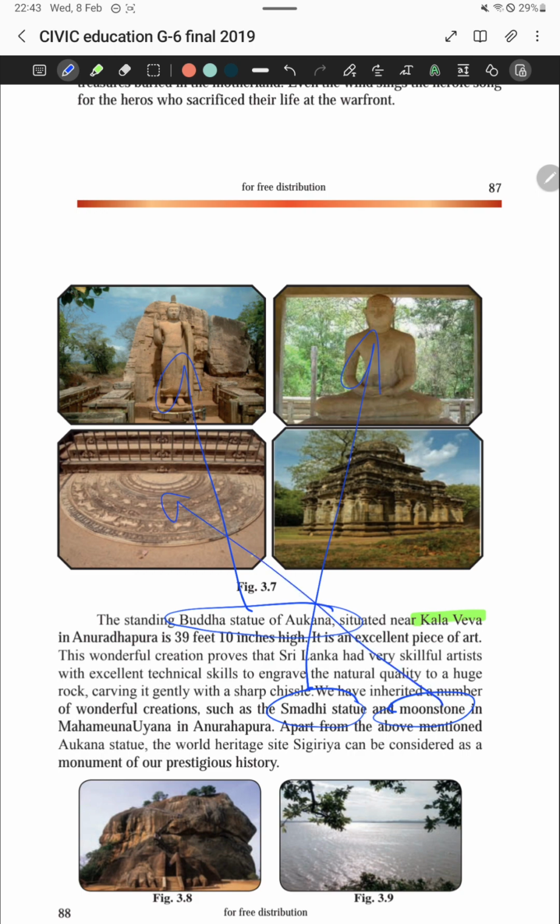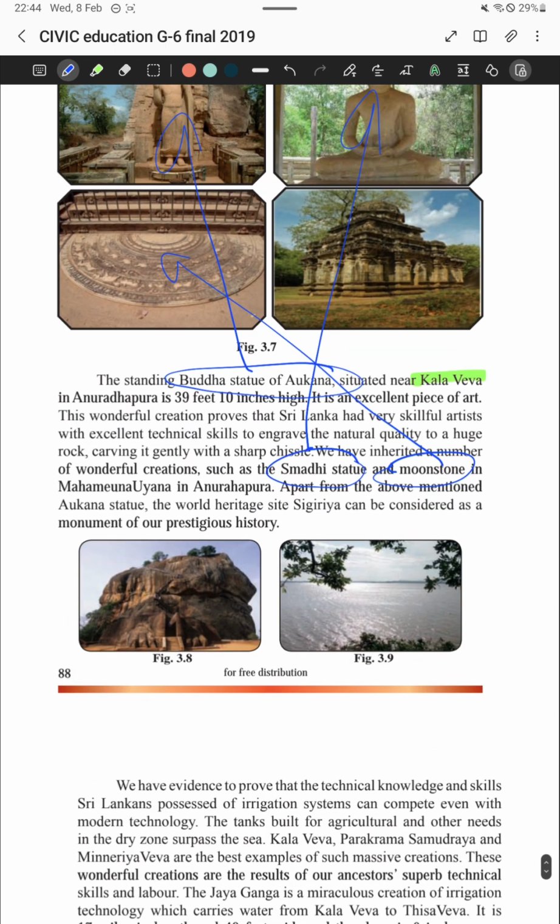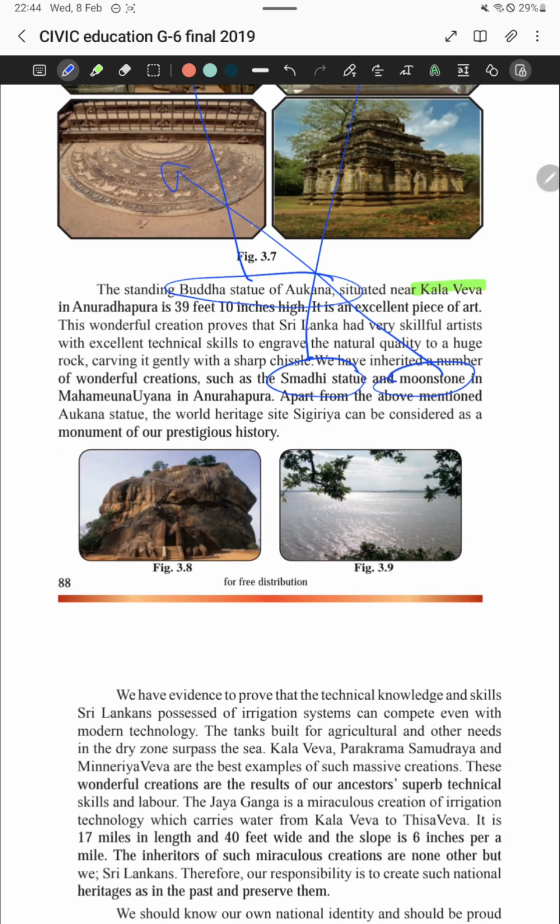I think that is also from Anuradhapura, right? So from Mahamevna Uyana, yeah, that is also in there. And also you can see the other thing, and also there's another thing like a Kovil. I couldn't find out the exact name for this one, so you can search for it on the internet. What is this? And you can go through that one.